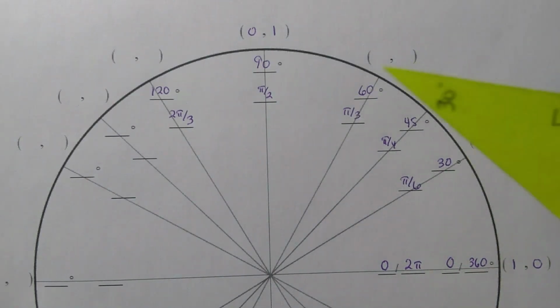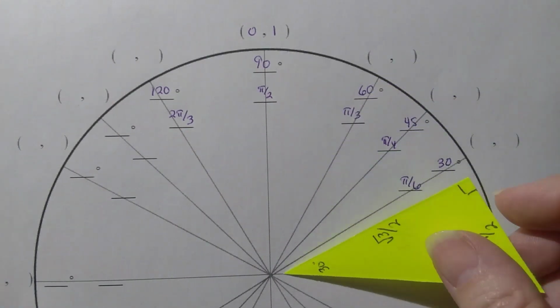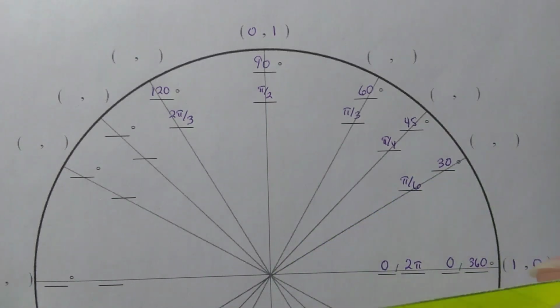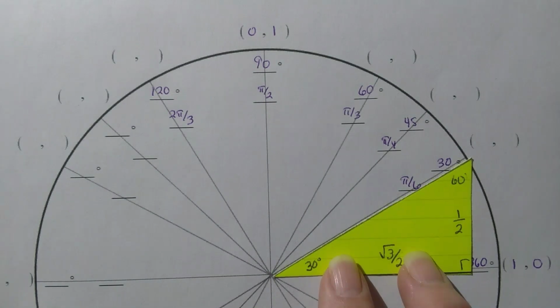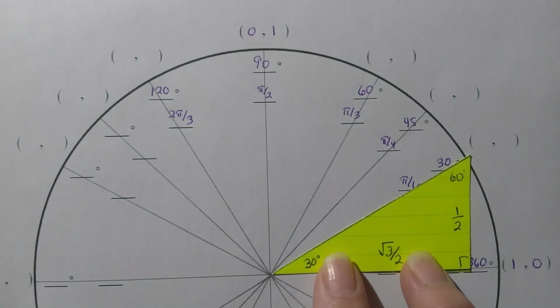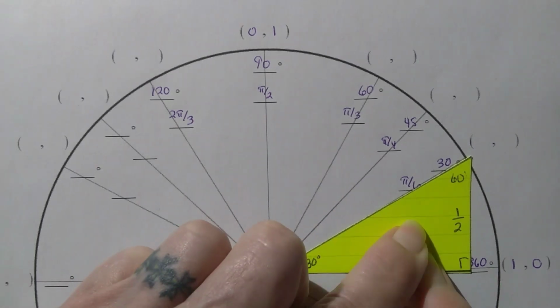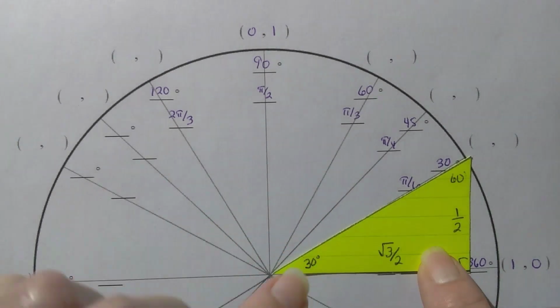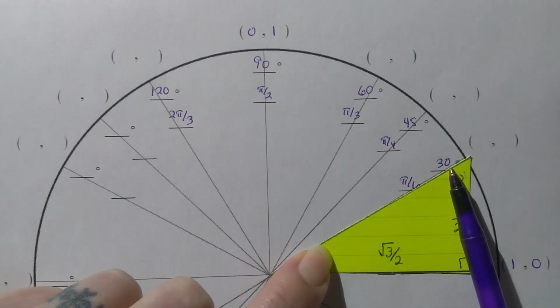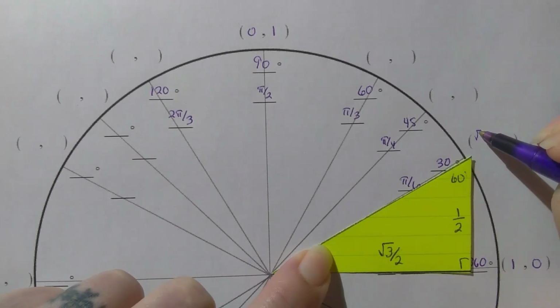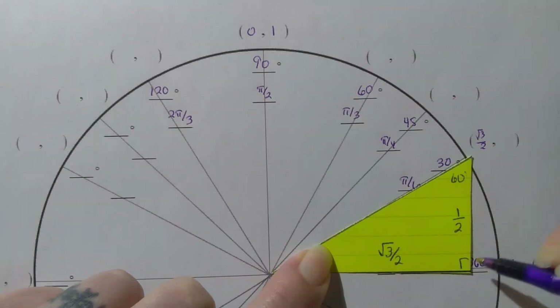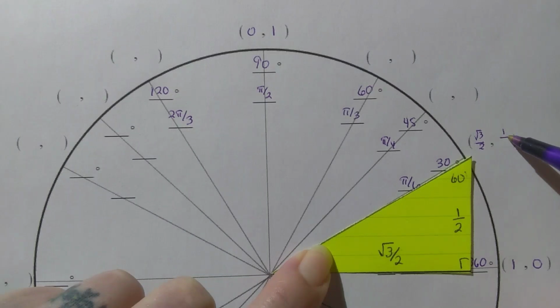So I am starting with 30 degrees. I'm picking up my 30, 60, 90 triangle, and I'm putting the 30 degrees in the center, and having the right angle hit the x-axis. Very important, right angle has to hit the x-axis. Okay, so we've got our 30 degrees, and in the x direction, it is root 3 over 2. And in the y direction, it is 1/2.